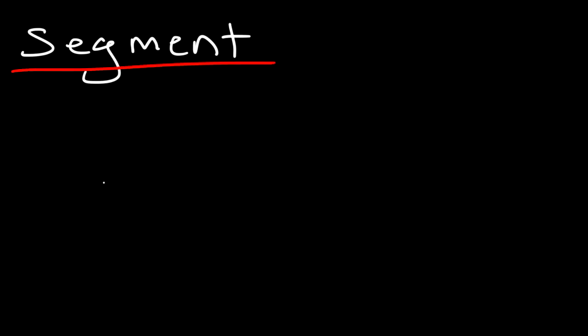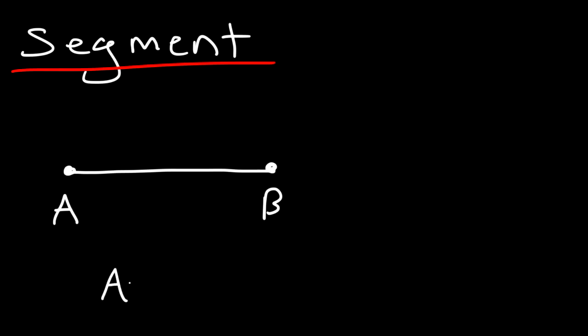Now the next one you need to be familiar with is something called a segment. A segment has a beginning and it has an end. So let's say this is point A and point B. So we can describe it as segment AB with no arrows on it, or we could say this is segment BA. So that's a segment.